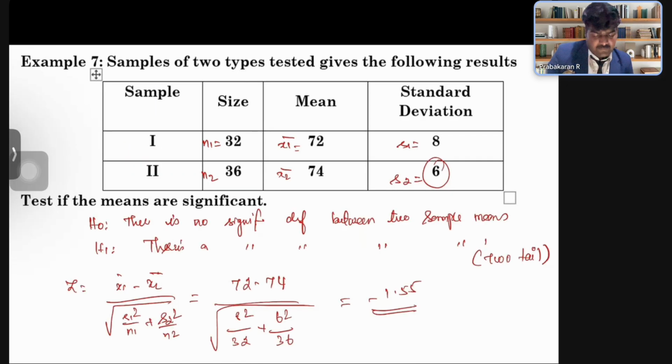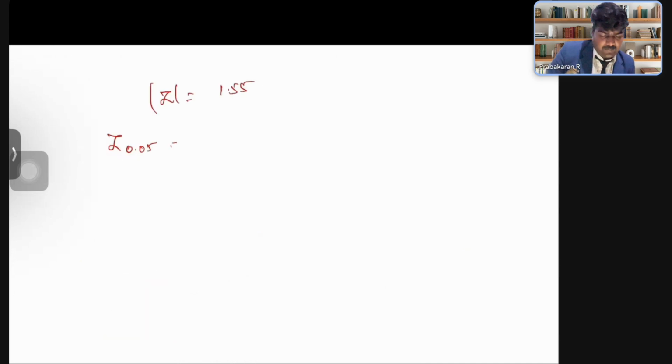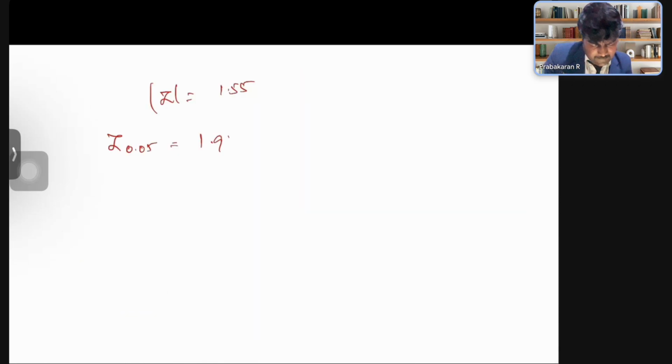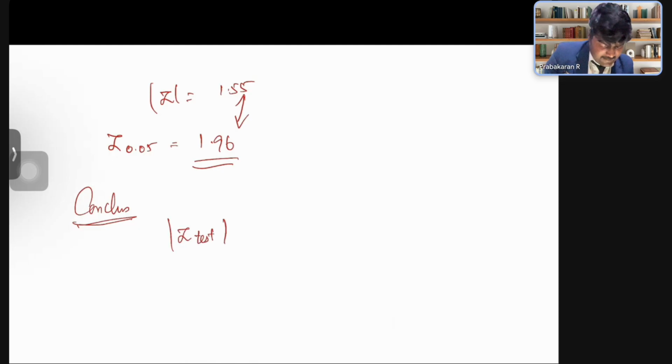So two tail means you have to look at half of the level of significance, that is 5%. Instead of 5%, you have to take half of the value, 0.025. The answer is 1.96. By comparing these two things, test value and table value, the z test value is lesser than the z table value, so we can accept H0.